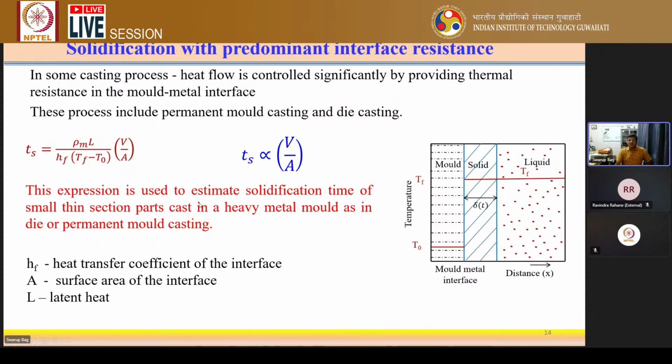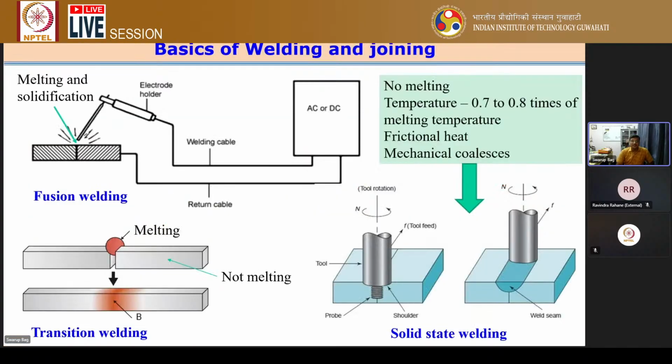That derivation I have probably already explained in the main courses, but here we simply overview that the solidification time depends only on the V by area ratio. But one has to be careful that hf is the heat transfer coefficient of the interface, A is the surface area of the interface, and L is the latent heat. So accordingly, we can calculate the solidification time in the case of die casting.